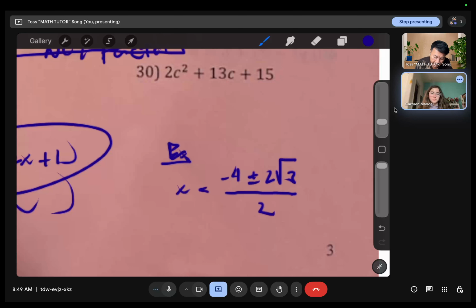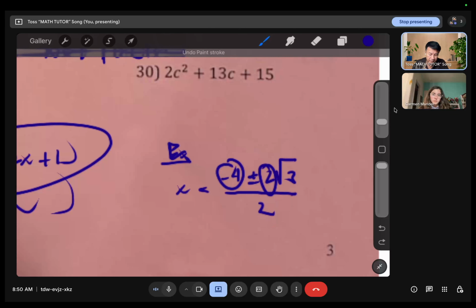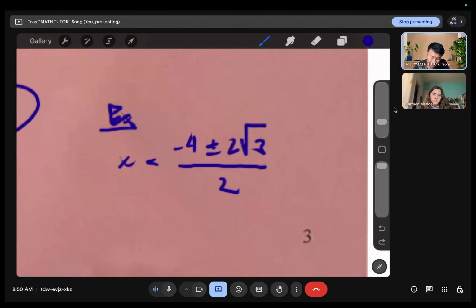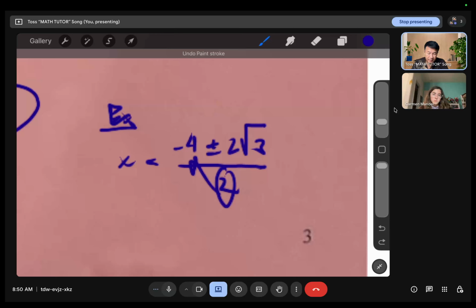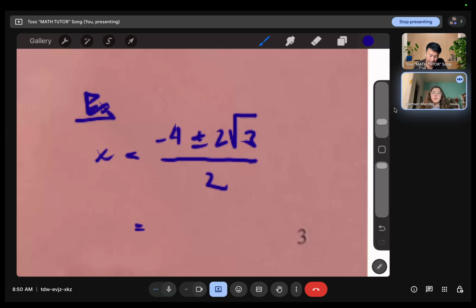Now, if you look at these 3 numbers, if all of them are divisible by a number, which in this case is 2, then you have to continue. Let me show it to you right now. If you continue, there are 2 ways of doing this one. If you know that this denominator can go into all of them, you do that right away.